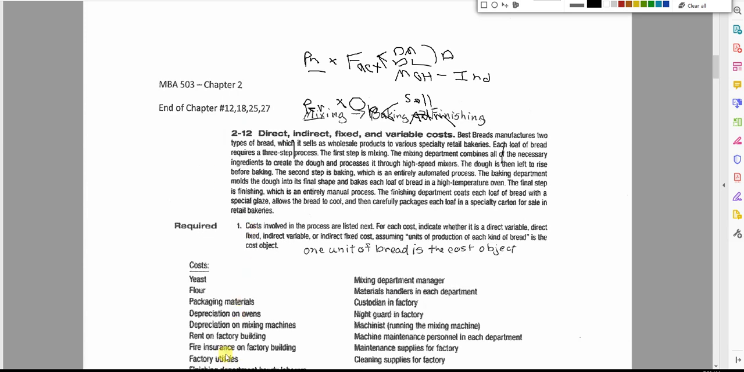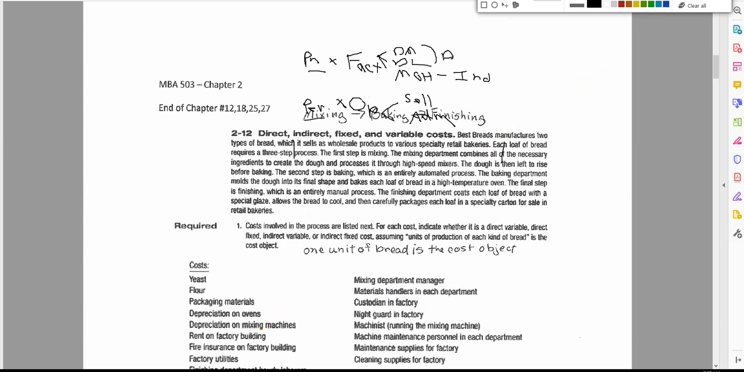Fire insurance on the factory building, again, it's product, it's indirect, and it's fixed. Since you would pay the same fire insurance every year, it wouldn't vary based on the number of loaves of bread you made. Factory utilities. Factory utilities, again, are in the factory. Notice if it was selling utilities or utilities on the administration building or the selling building, it would be a period cost. But here, factory utilities are in the factory, so it's a product, it's indirect. Utilities, a lot of them are fixed. You could have some variable, so it could be a mixed cost.